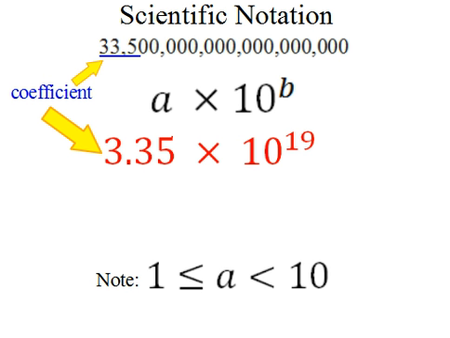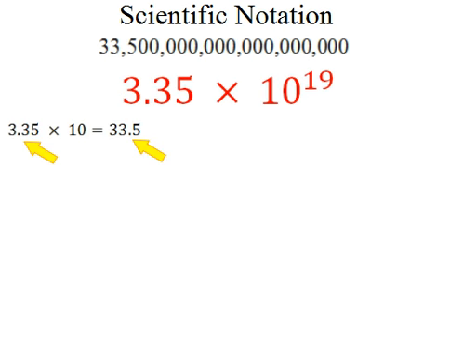So we'll have 3.35. Now this is because with scientific notation, the coefficient has to be greater than or equal to 1, but less than 10. So it can be 1, but it can't be 10. It can be 1 all the way up to 9.99999, however many nines you want. Now watch what happens when we multiply the coefficient by 10. So when we multiply 3.35 by 10, the decimal place jumps by 1 spot to the right. So 3.35 times 10 becomes 33.5.